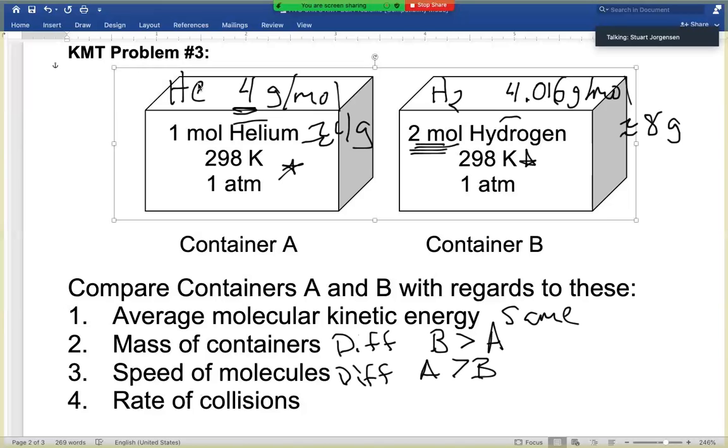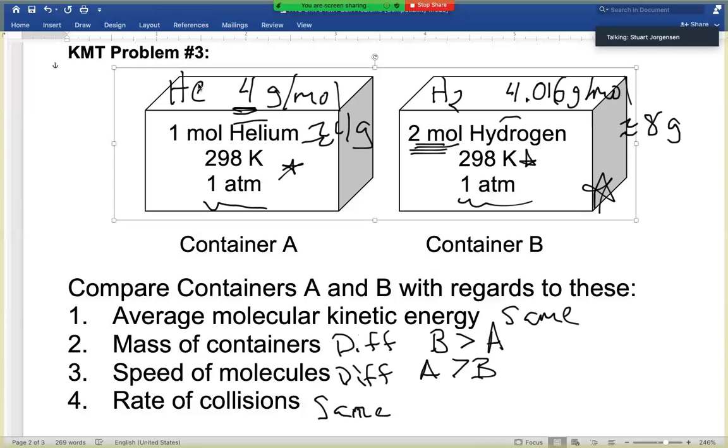Cool. Rate of collisions. Oh, this one, it's hard to think about. Rate of collisions, we measure collisions with the pressure. Here we have the same pressure, right? This is going to be the same, but wait, how can that be? We have twice the number of particles in box B than we do in box A, and they're traveling at almost the same speed, at almost the same mass. Well, how could that be?